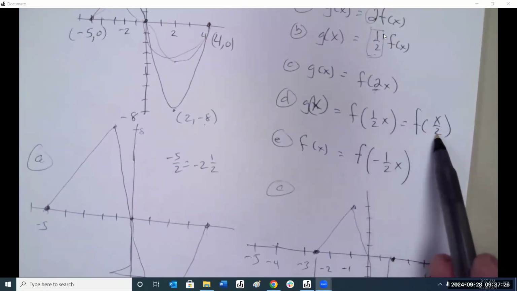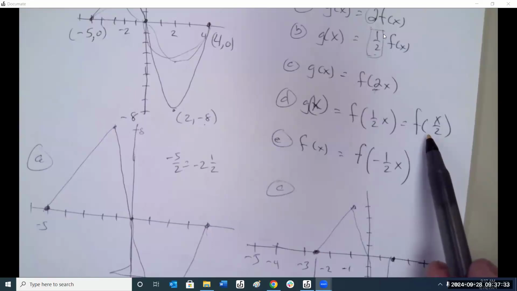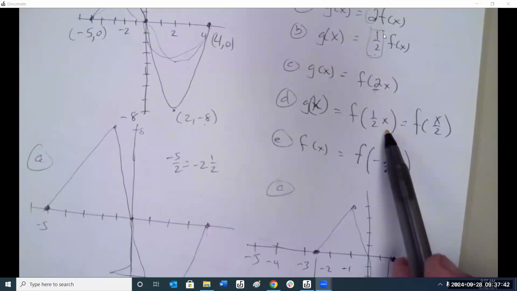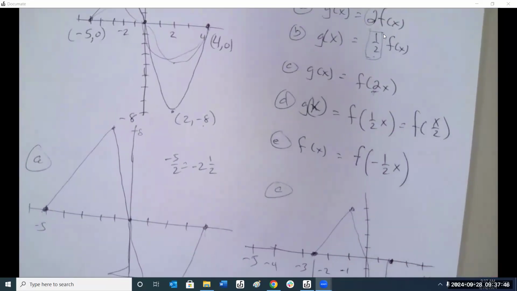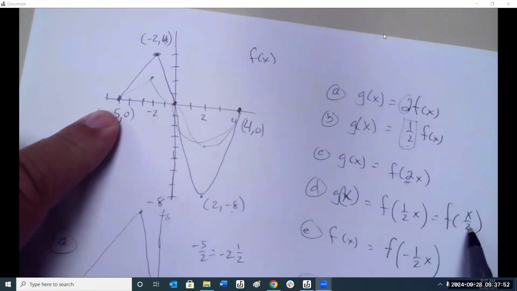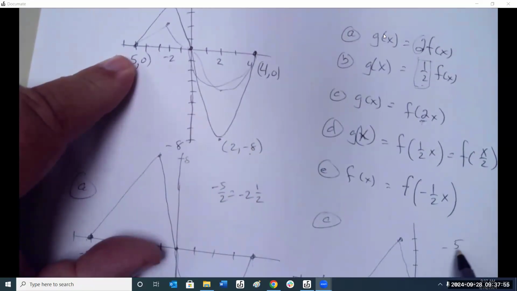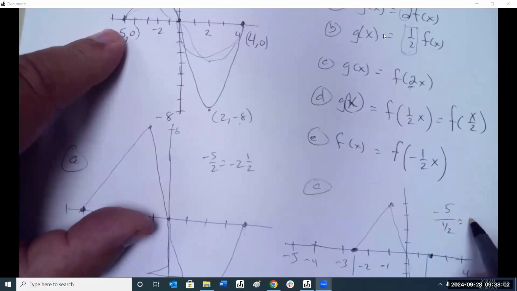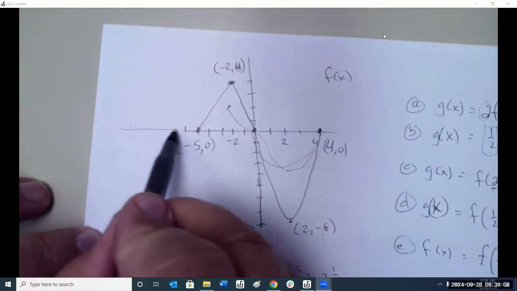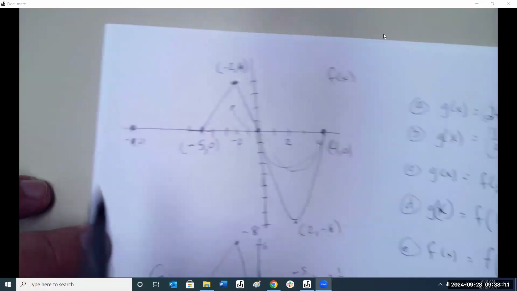What does this one do? It multiplies by 2. Why do we multiply by 2? We flip it and multiply to the x, right? Because if we put negative 5 inside there, so negative 5 divided by 1/2 becomes negative 5 over 1 times 2 over 1, which makes it negative 10. So this one now goes all the way out here to negative 10.